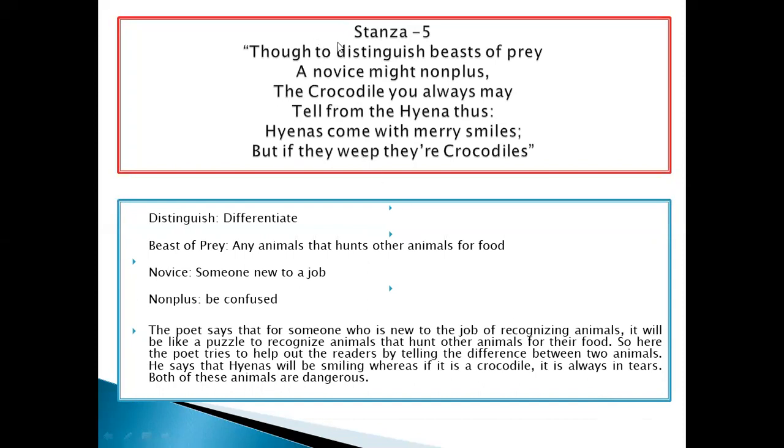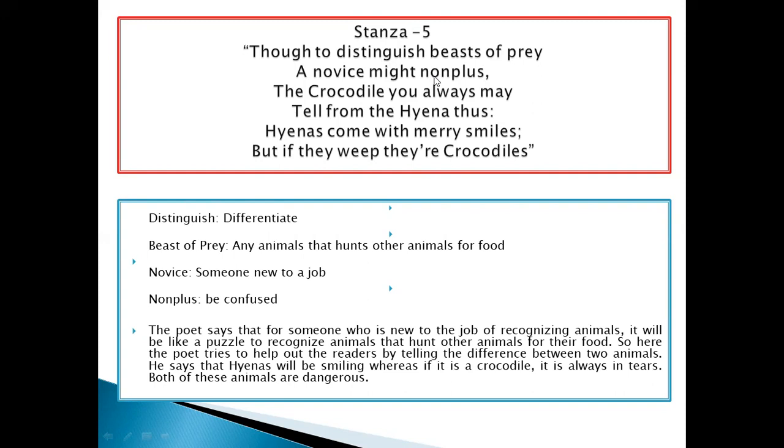So here, though to distinguish, if you want to differentiate between beasts, how to identify. Beast of prey means any animal that hunts other animals for food. Novice means someone who is new to a job. Nonplus means completely confused. So the poet says that for someone who is new to the job of recognizing animals, like we common people, we don't know which animal looks like what, what the characteristics of the animal are. So there are a few tricks the poetess has told us to recognize them.